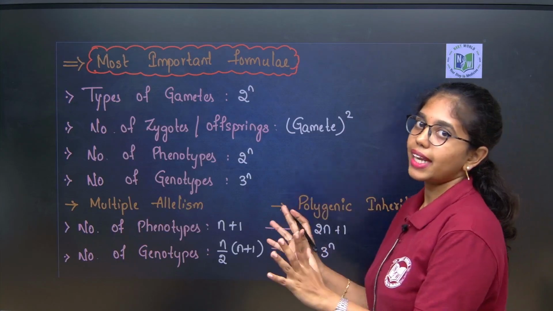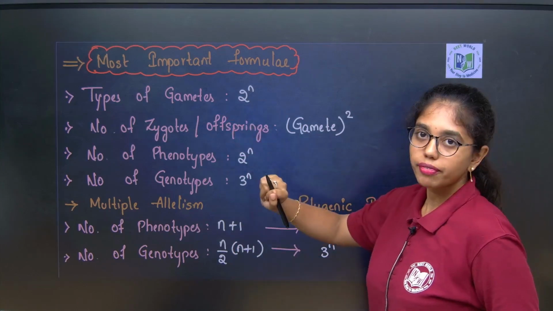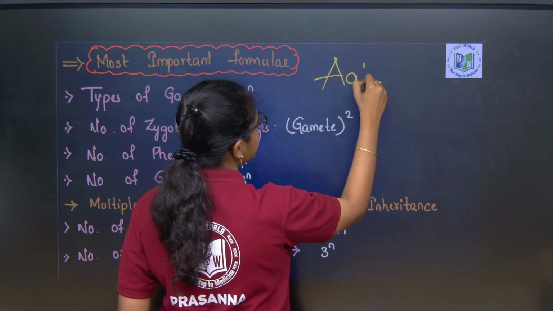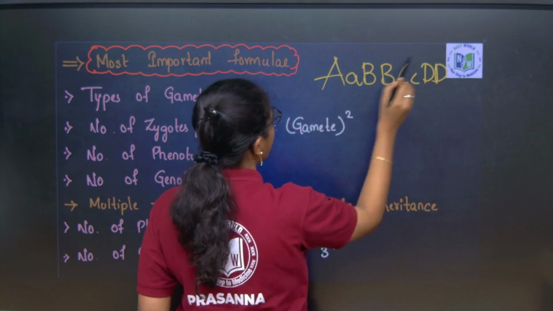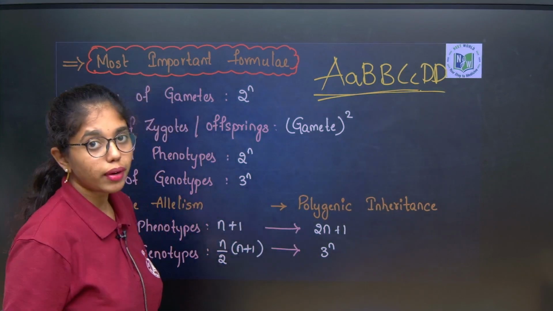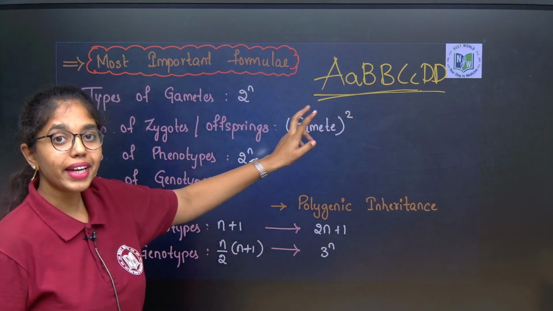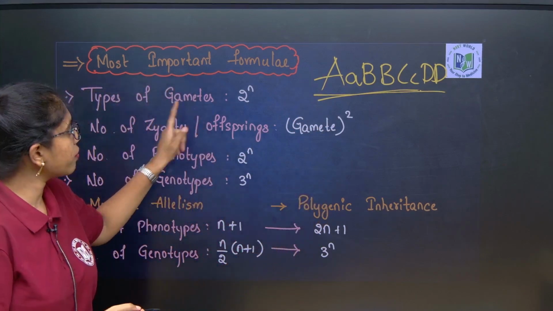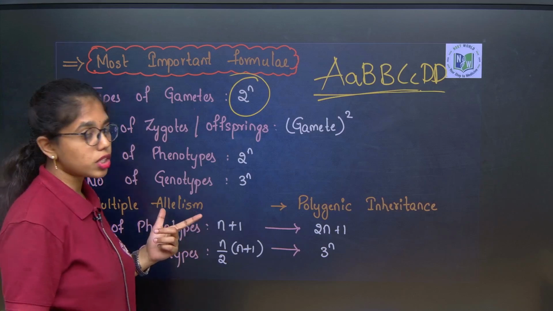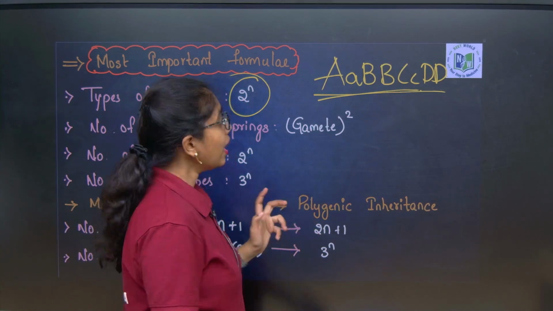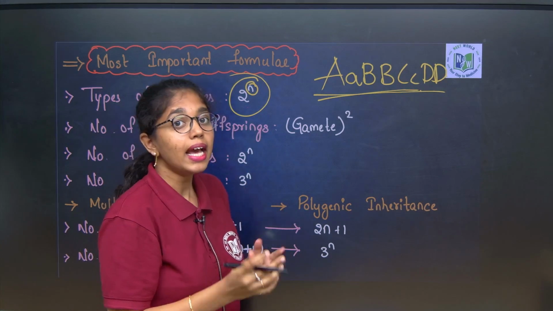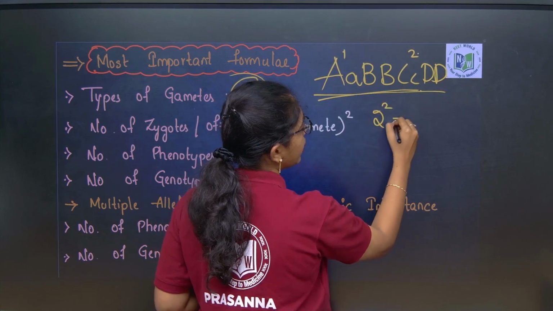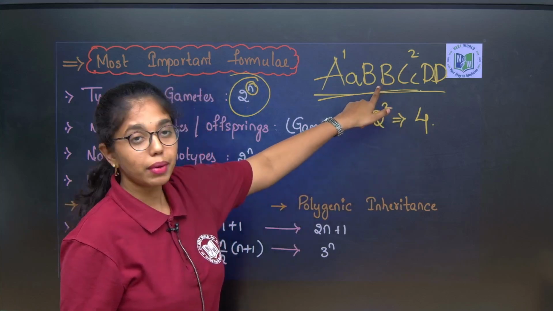And now comes the calculation part, which is of utmost importance. Types of gametes. How do you calculate the types of gametes? For example, there is a genotype given to you, and they have asked you to identify how many types of gametes are possible from this genotype. For types of gametes, the formula is 2 to the power of n, right? Here n is the number of heterozygotes. Here how many heterozygotes are there? 1 and 2. So 2 to the power of 2 will give you 4. How many types of gametes are possible from this?